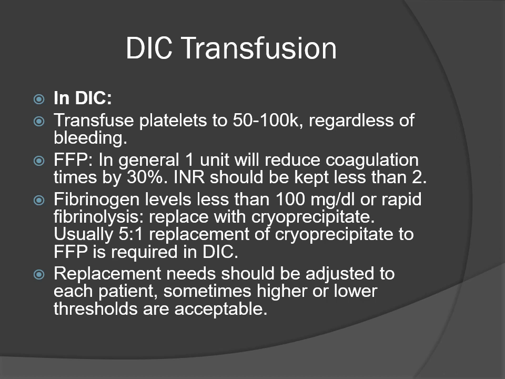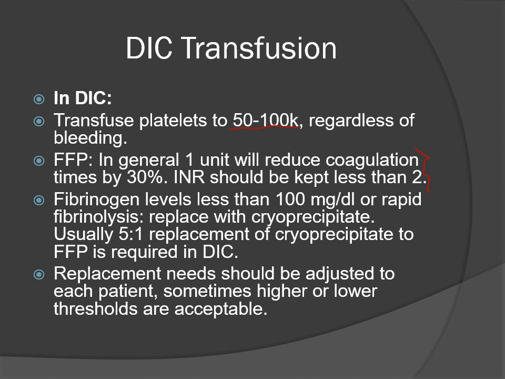So in DIC, a little more aggressive here. Experts say you want to keep platelets between 50 and 100. Just a note here, in general, every unit of fresh frozen plasma that you give will reduce the coagulation times by about 30%. You want to keep the INR less than 2, but I'm going to emphasize here that if you have a patient who you've transfused up to 40,000 platelets and their INR is 2.4 and there's no bleeding, sometimes it's best to leave that alone rather than pumping them absolutely full of products, trying to reach an arbitrary number.